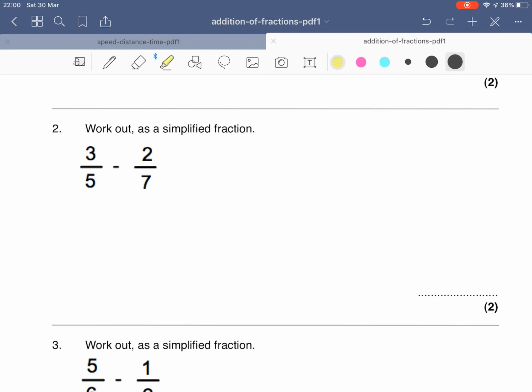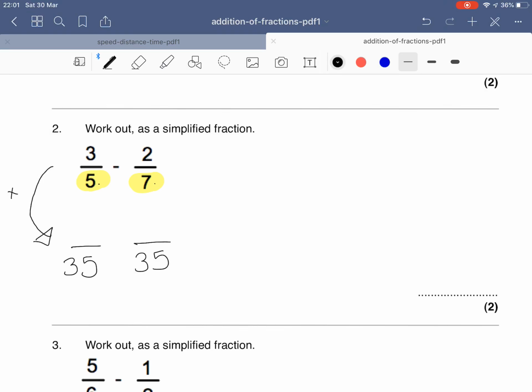Next one. So again, we can't subtract them until our denominators are the same. So we think of the multiples of 5 and we think of the multiples of 7, and what is the lowest common multiple? So the number that is in both of their times table. So both number in their times table is 35. So that appears in both of them. So neither of them are 35, so we're going to have to times both of them. So 5 times what is 35? I would do 5 times 7.